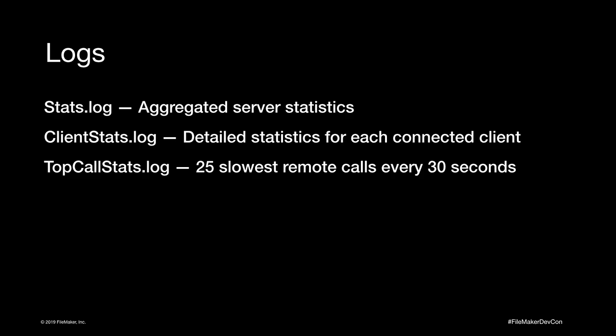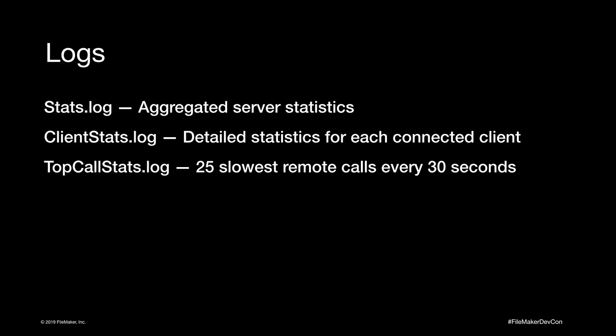The stats log is all about aggregated server statistics. So every 30 seconds, it writes a record to this log that says how many kilobytes of data have been written out from the server, how many have been read into the server, how many remote calls there have been, and what the wait time or I/O time cost of those remote calls was during that 30-second period. You also get counts of the number of users connected and all of that stuff. So there's some really great information in that stats log.